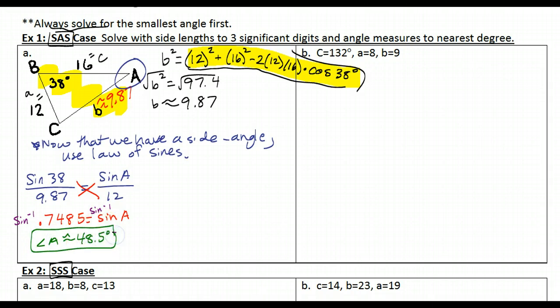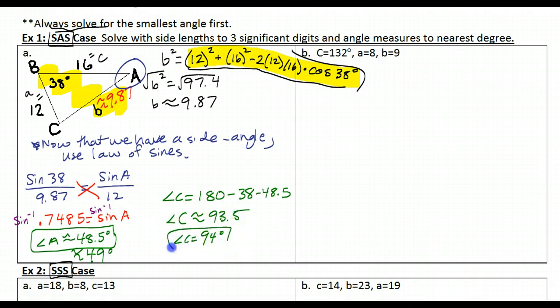Once you have found your second angle, finding your third angle is easy because I can just subtract from 180. So 180 subtract 38, subtract 48.5. Oh, I take it back. I guess I was supposed to round to the nearest degree. So there we go, 49. So anyways, this ends up being 93.5, or I guess 94 degrees if I round to the nearest degree. So here are my 3 answers.